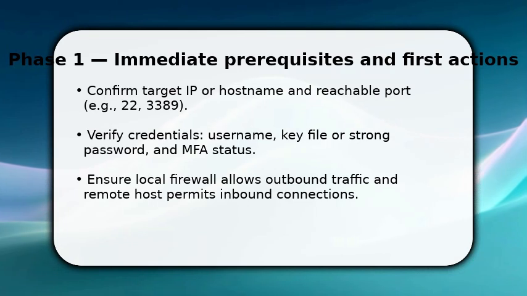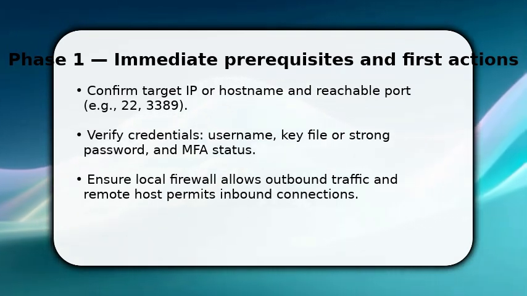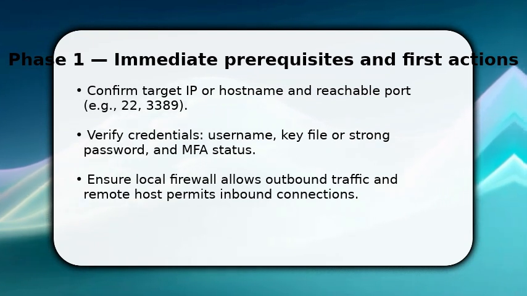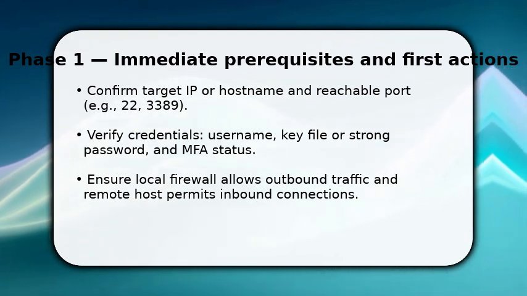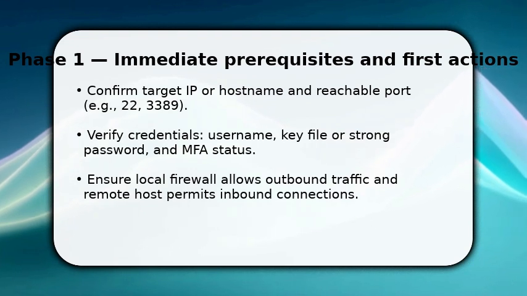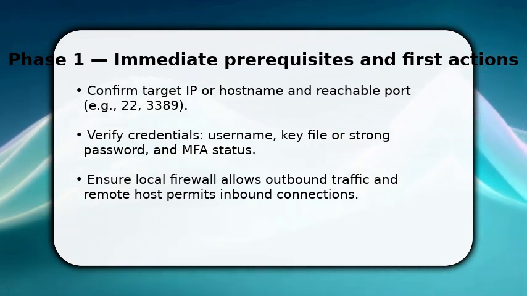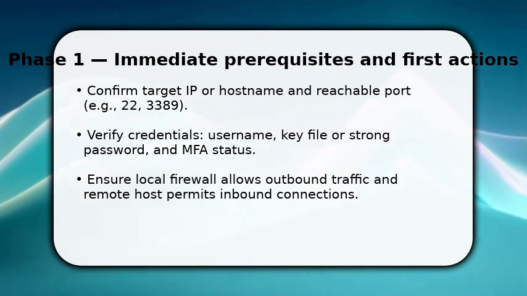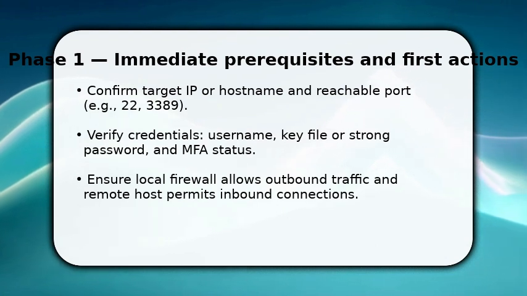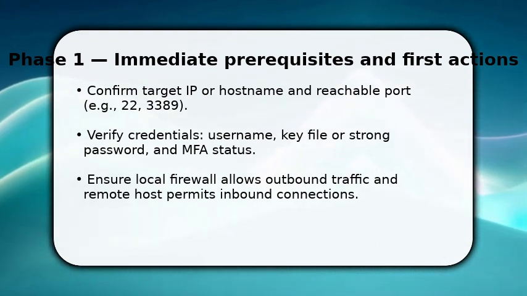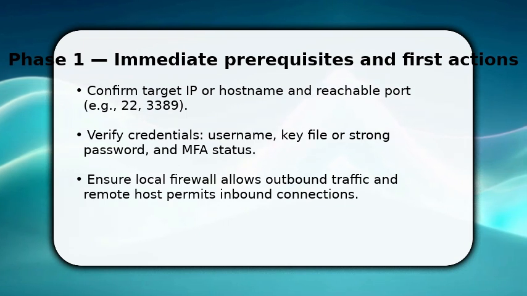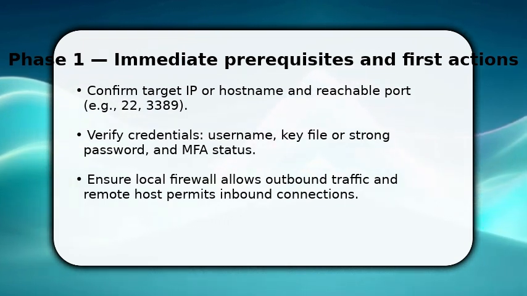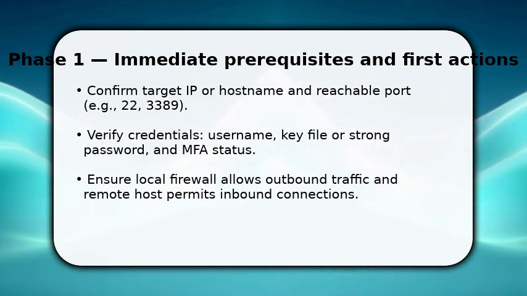You start by gathering essentials and taking the first actionable steps now. Verify the remote IP or hostname and confirm the service port, for example 22 for SSH or 3389 for RDP. Make sure you have valid credentials and, if required, an SSH key or MFA method ready. Check your local firewall rules and the remote host's inbound rules so packets can flow. Once done, attempt a basic reachability test, ping or TCP connect, to confirm the path before.